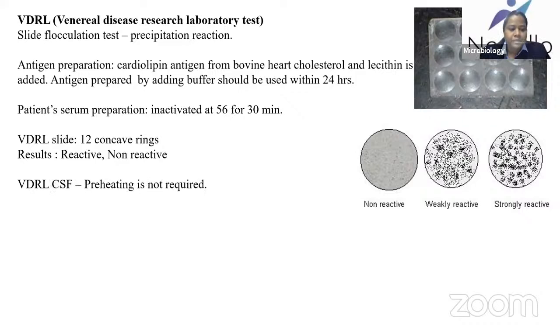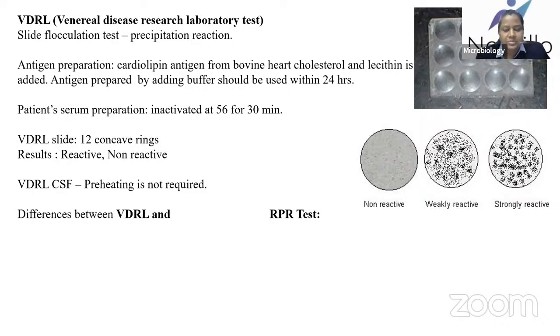Okay. And VDRL can also be used for measuring the antibodies in the CSF. So when you use a CSF sample, preheating of the CSF sample is not required, but preheating of serum sample is required prior to doing the VDRL testing. Okay. So what are the differences between VDRL and rapid plasma reagin test?